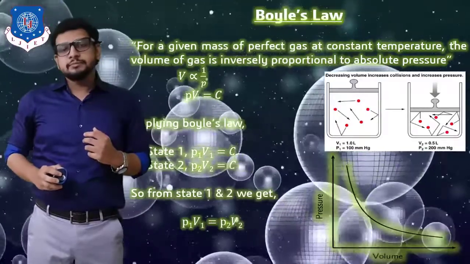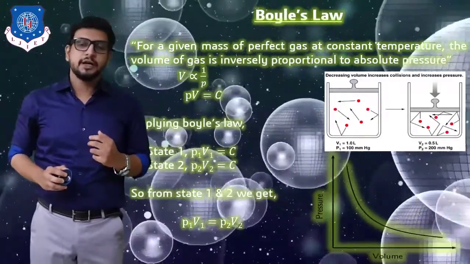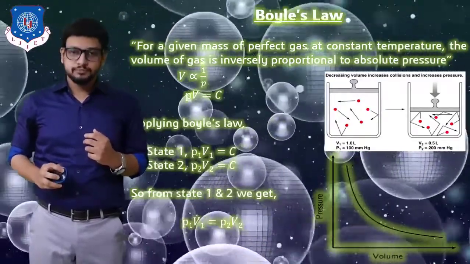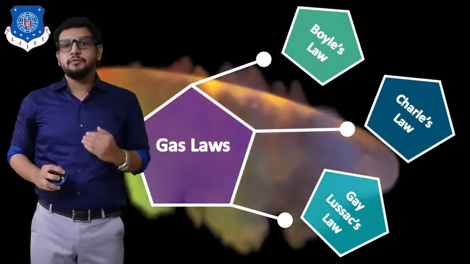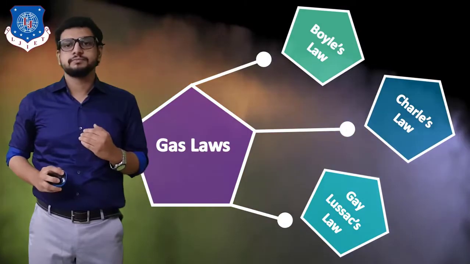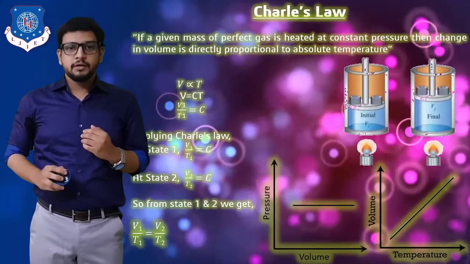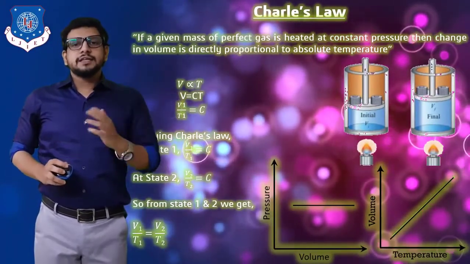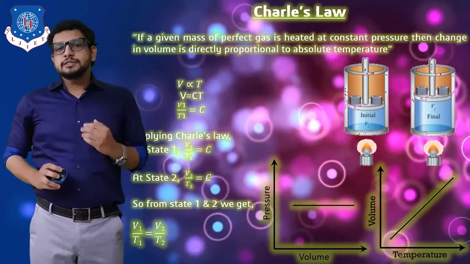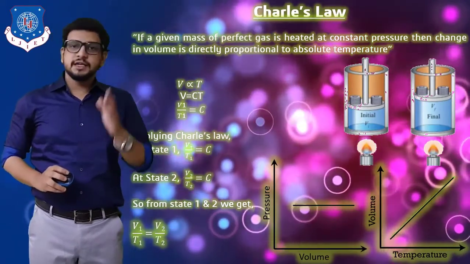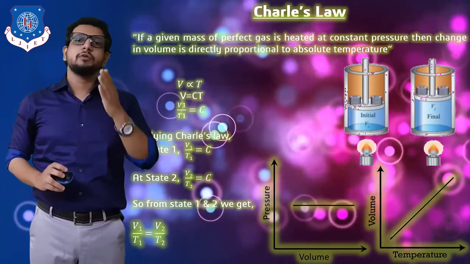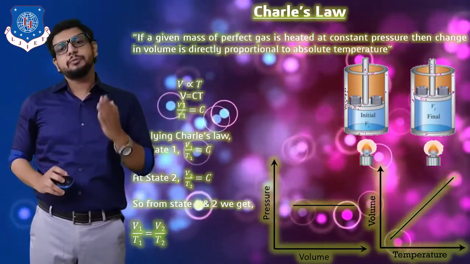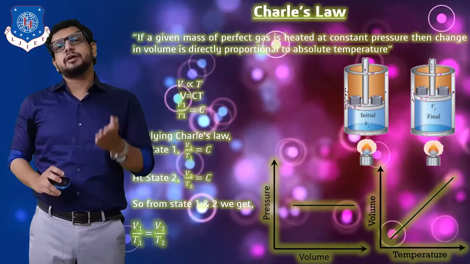Now let's see our next topic, that is Charles's law. So let's begin with Charles's law. Now, according to Charles, if a given mass of a perfect gas is heated at constant pressure, then whatever is the change in volume is directly proportional to its absolute temperature.